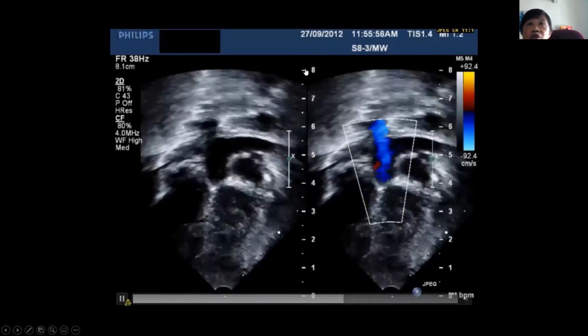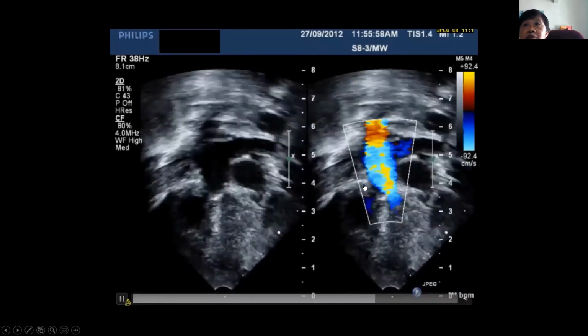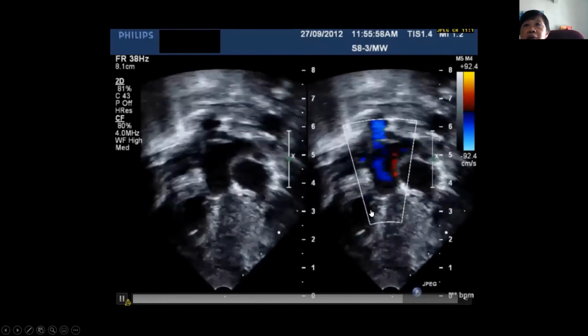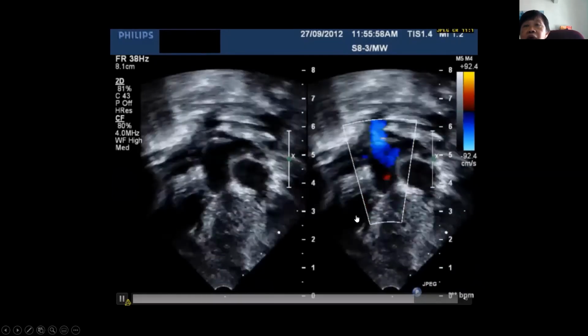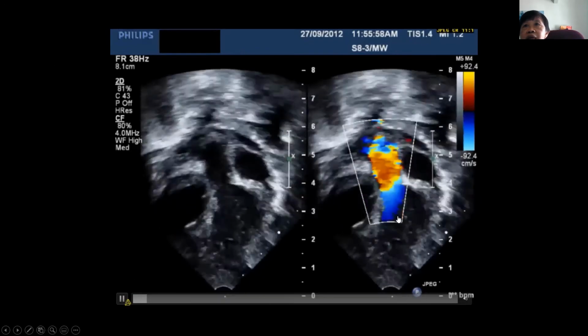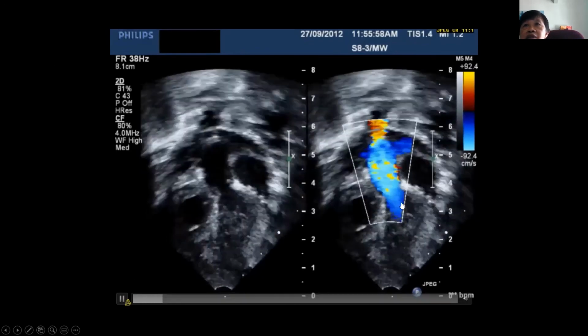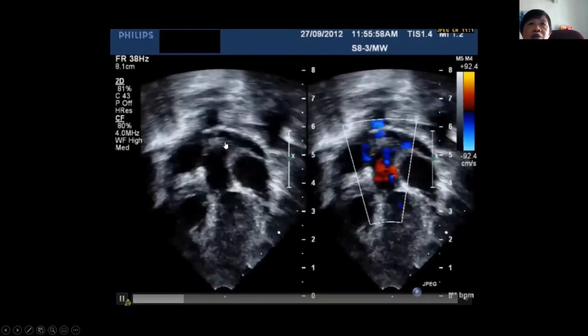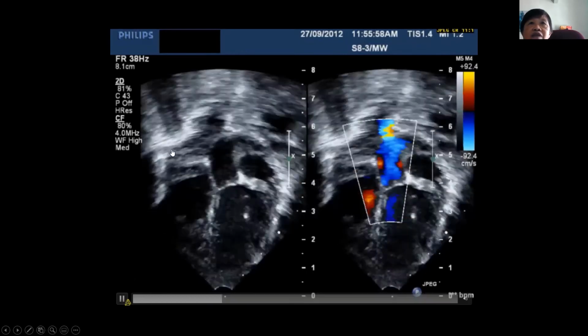The next slide will show you the 4-chamber view with the right atrium, right ventricle, left atrium here, and left ventricle. And what is the vessel that is coming out of this left ventricle, which normally is the aorta, is now the pulmonary artery, which divides into two.